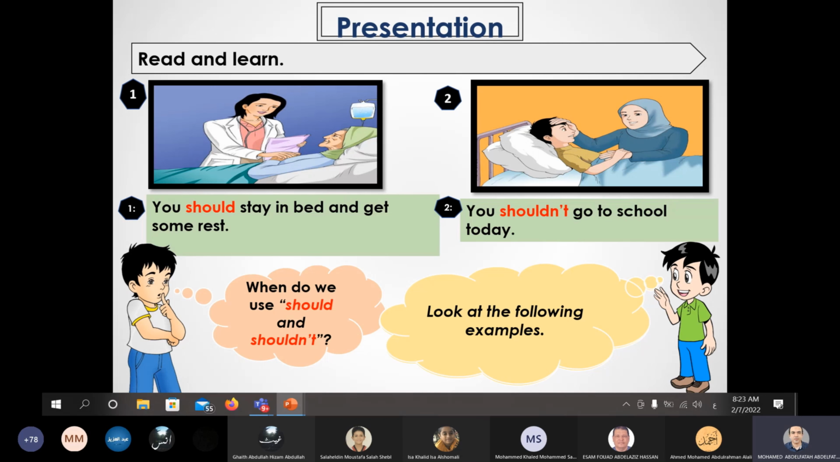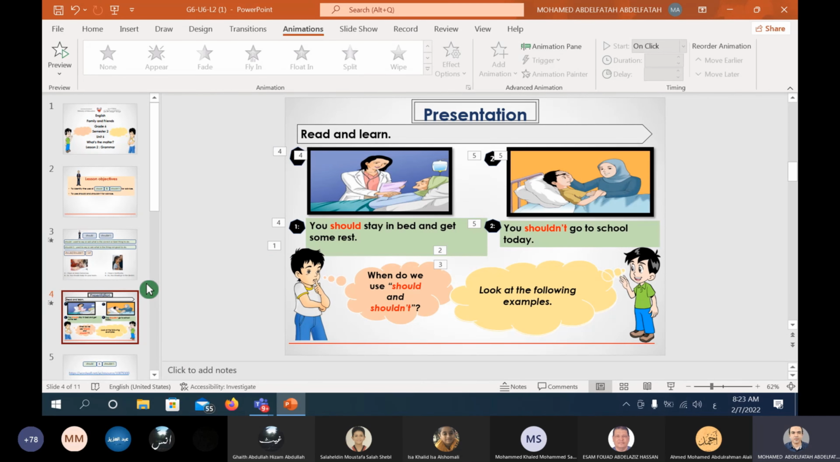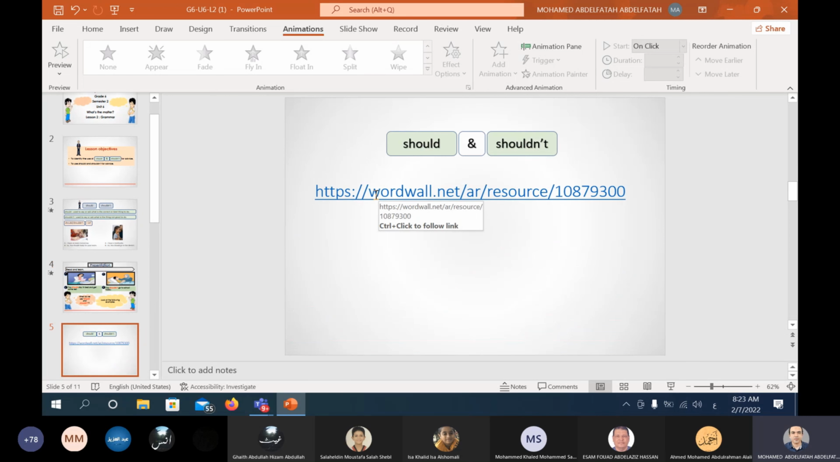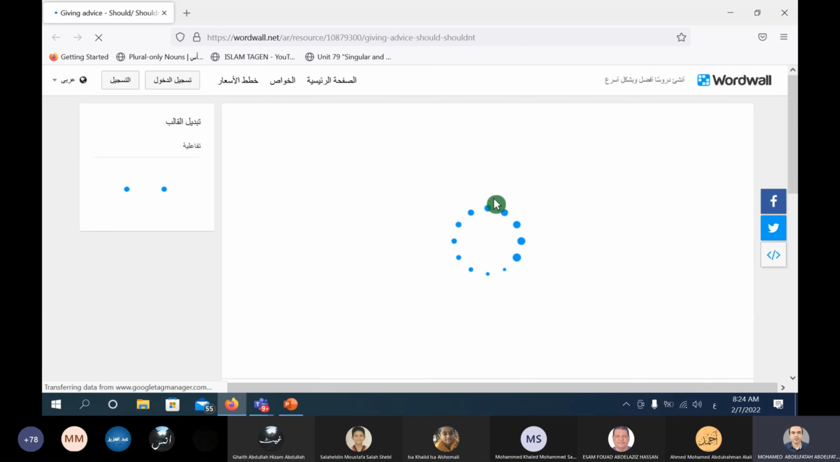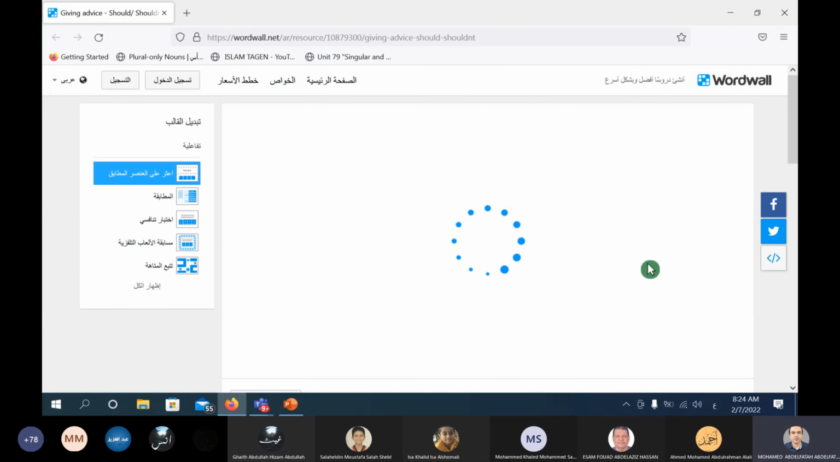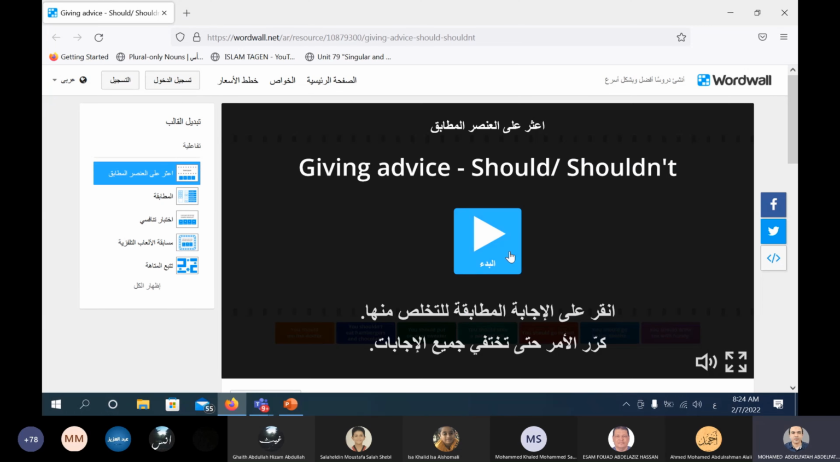Good. Now, students, I have got an exercise. This is a word wall exercise. In this exercise, we are going to practice the use of should and shouldn't. Again, now we are going to do an exercise using the word wall. In this exercise, we are going to learn more about the use of should and shouldn't. Okay, let's start.